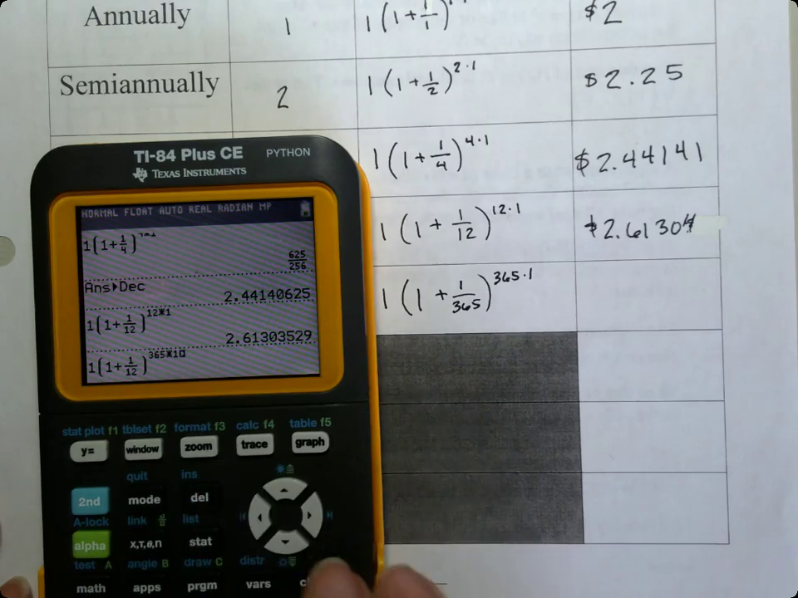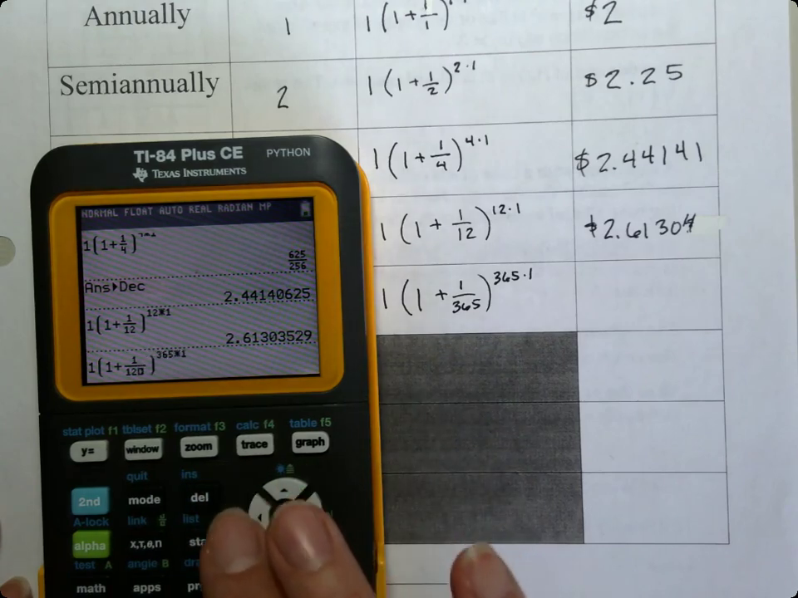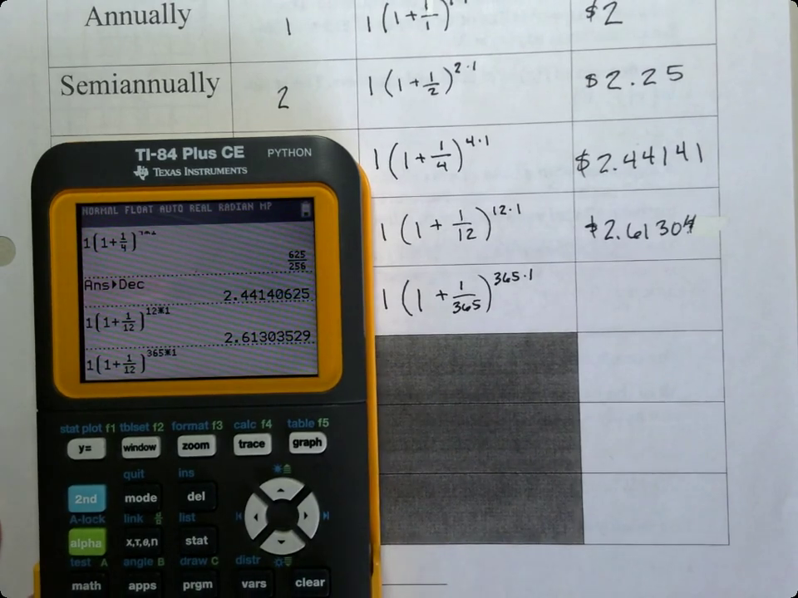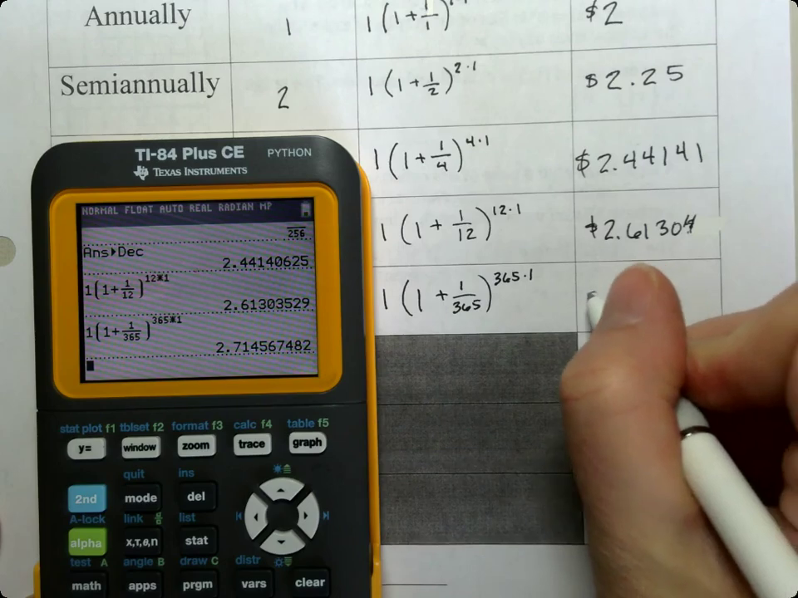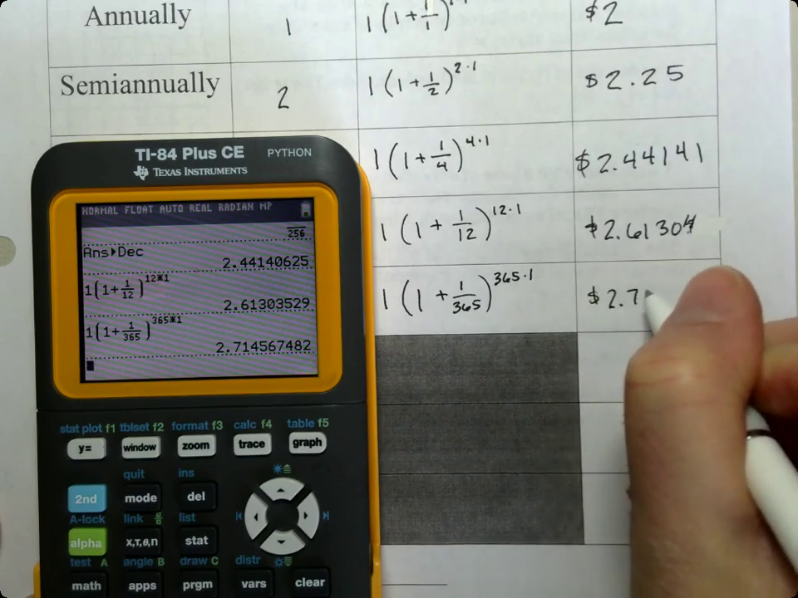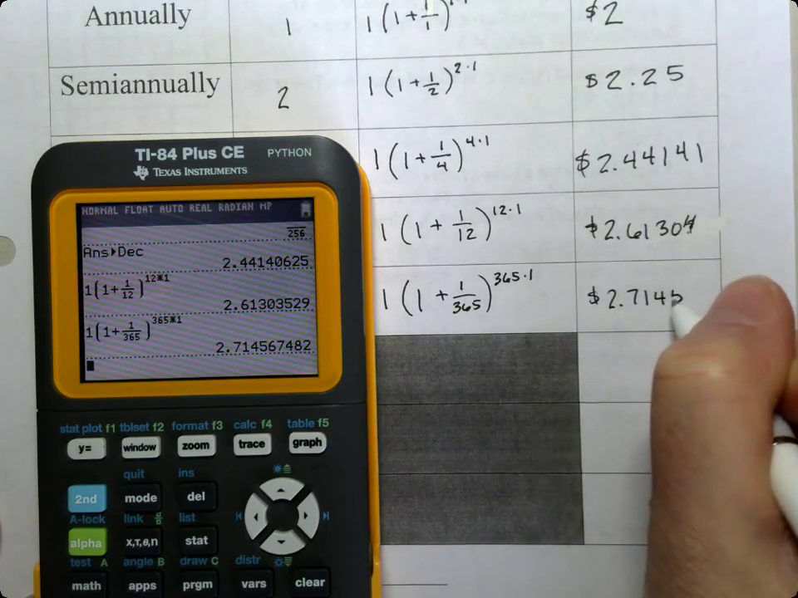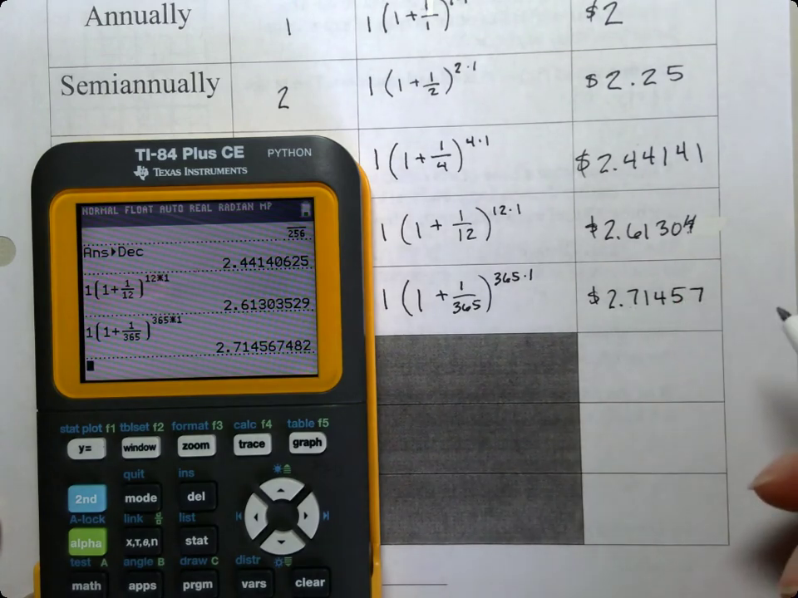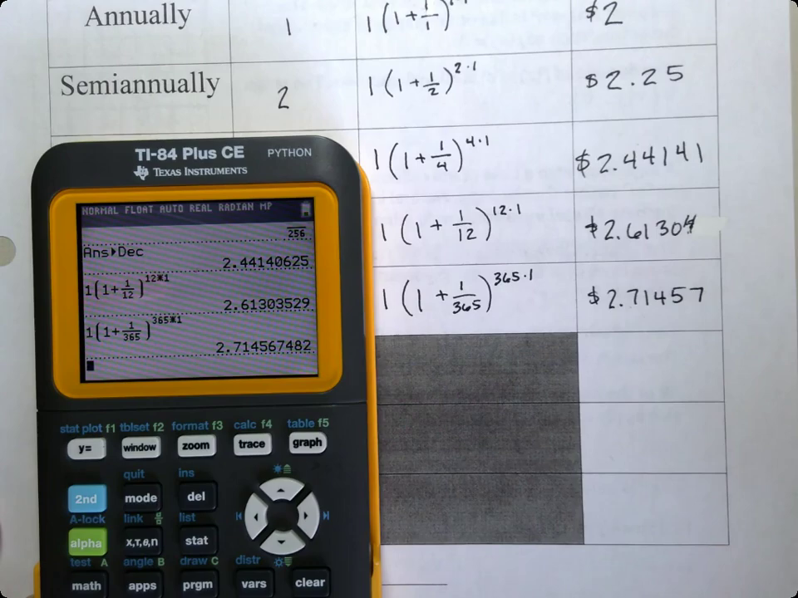Do I really need to keep putting the times 1? No, but it's there because if we're talking about something over 2 years or 3 years, we don't want to lose that number. Okay, so I got this 2.7145, 1, 2, 3, 4, and the 6 is going to round up to 7. All right, do you agree with that?